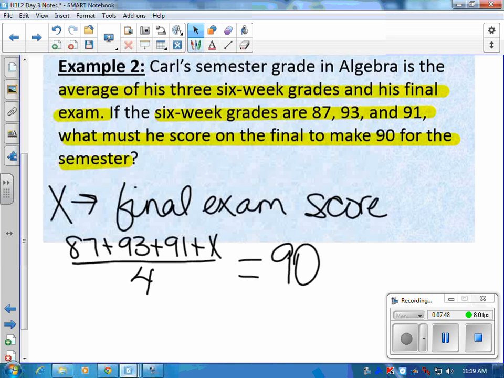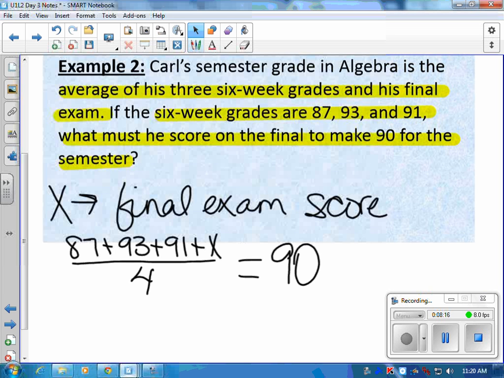Yes? But how did you figure out your final exam score? But that's not going to tell you what you need to get for your final exam score. Right, but that's not what I need to get on. That's not the final answer. 90 is not the final answer for this problem.